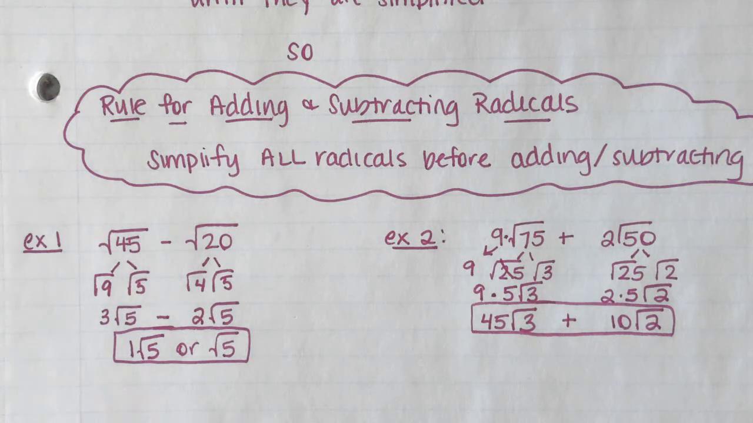So in this case, we had to simplify. We went to go add, but we did not have like radicals. So this is our final answer in simplest form: 45 radical 3 plus 10 radical 2.